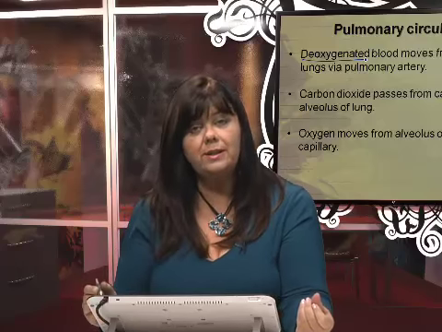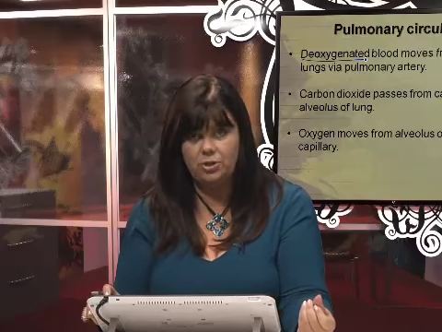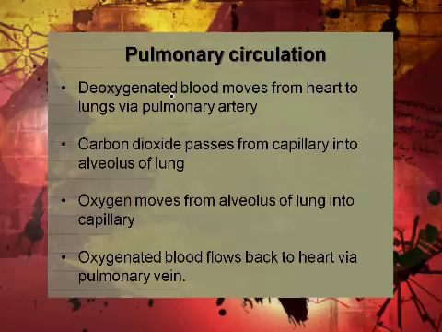So the oxygen then moves from the alveolus into the capillary, and then that oxygenated blood moves back to the heart via the pulmonary vein. Once again, usually you say that a vein contains deoxygenated blood, but in the case of the pulmonary vein, it's carrying oxygenated blood.